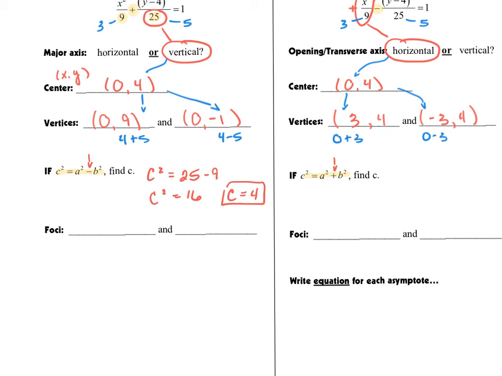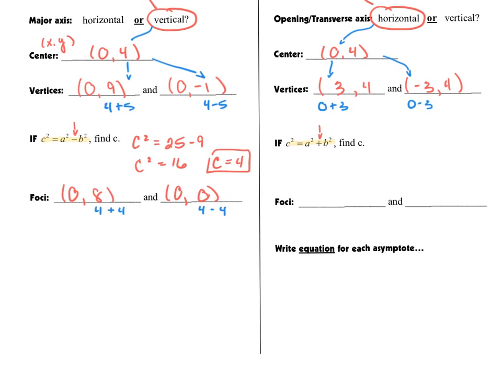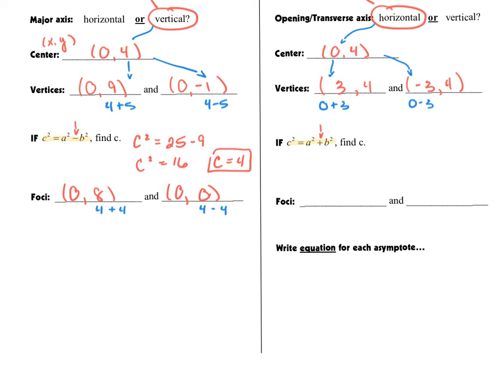So when we found our vertices, we kept the x-coordinate for this ellipse the same, and we changed the y. So now we're going to take the 4 from the center and add a 4, and take the 4 from the center and subtract a 4. That will tell us that our foci are at 8 and 0. And if you go back up and plot those two points, what we would find is that they are, in fact, these points that are just inside the ellipse. We're going to repeat that process for the hyperbola here.